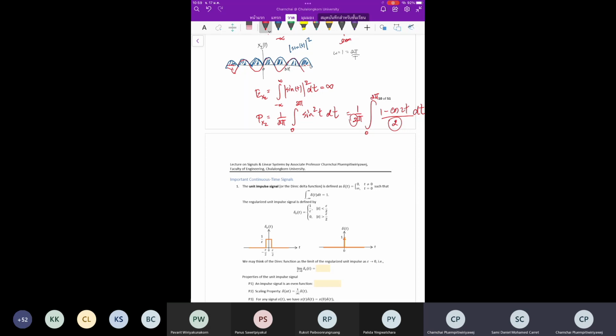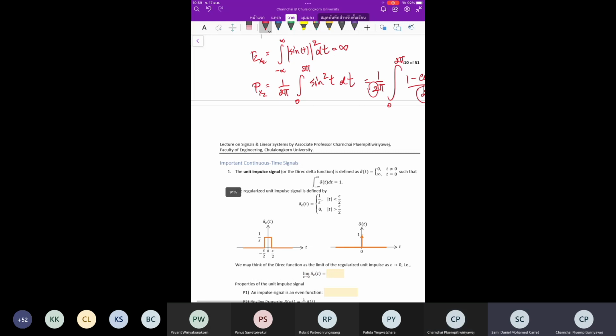Okay, let's learn the new thing today. What we're going to learn today is some important continuous time signals, and then we're going to learn the discrete time signals later. The most important signal that we're going to learn today is this one, the unit impulse signal.